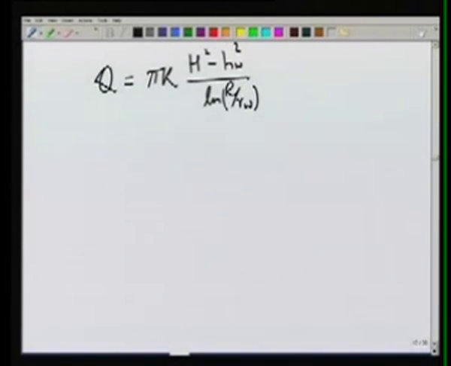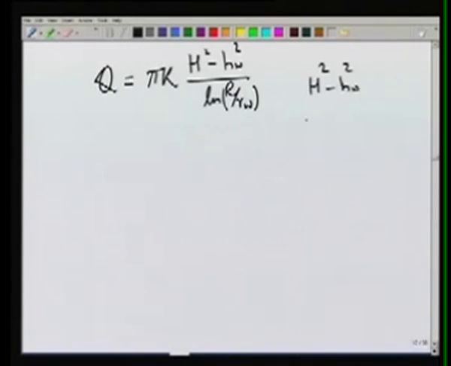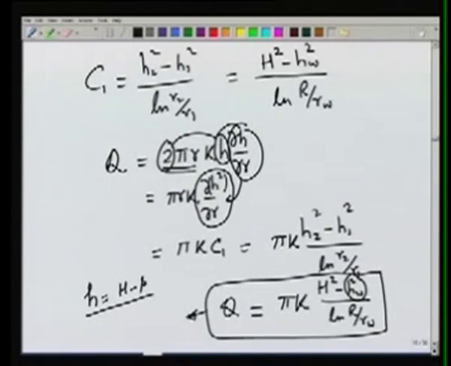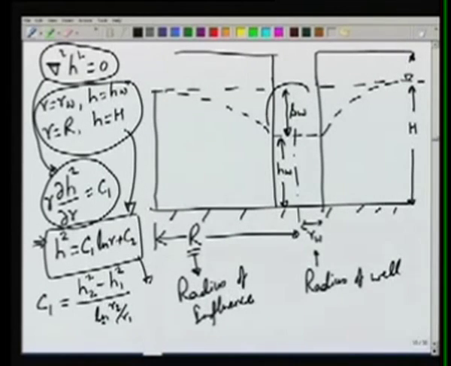In a little bit modified form, and by using some approximation, we can write this term h square minus hw square as h plus hw times h minus hw. Once we separate them out, then this h minus hw term is nothing but the drawdown in the well, SW, which is very easy to measure in the field.